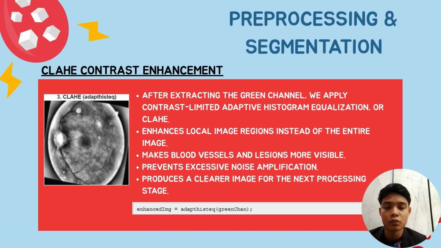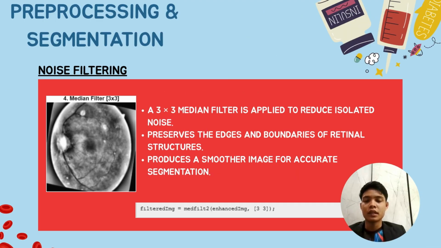After extracting the green channel, we apply contrast limited adaptive histogram equalization, or CLAHE. This enhances local image regions instead of the entire image. It also makes blood vessels and lesions more visible and prevents excessive noise amplification. This produces a clearer image for the next pre-processing stage. After enhancing the image contrast, we apply a 3 by 3 median filter to reduce unwanted noise. Unlike an average filter, the median filter removes isolated noise while preserving the edges of important retinal structures such as blood vessels and lesions. This results in a clearer image and improves the accuracy of the segmentation process.